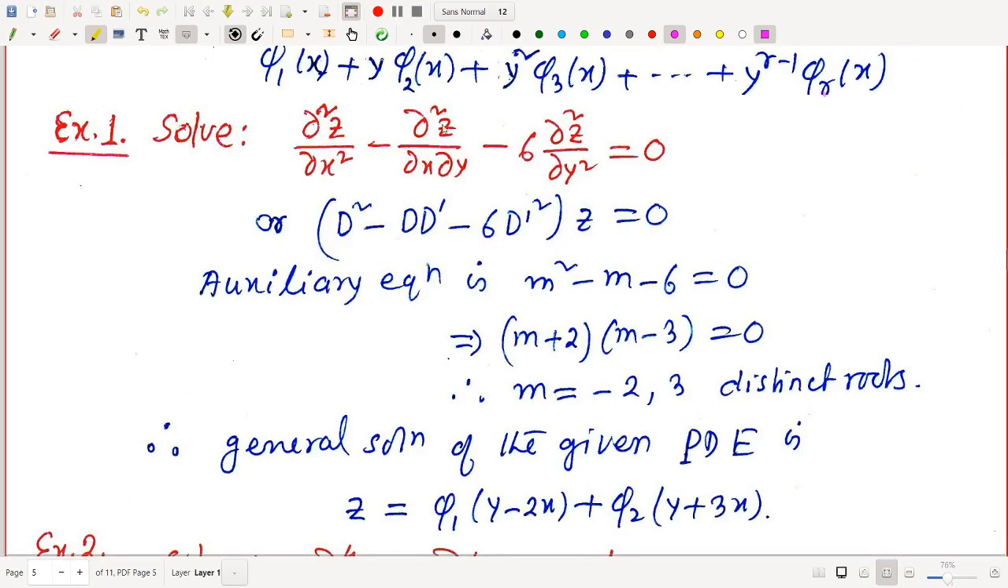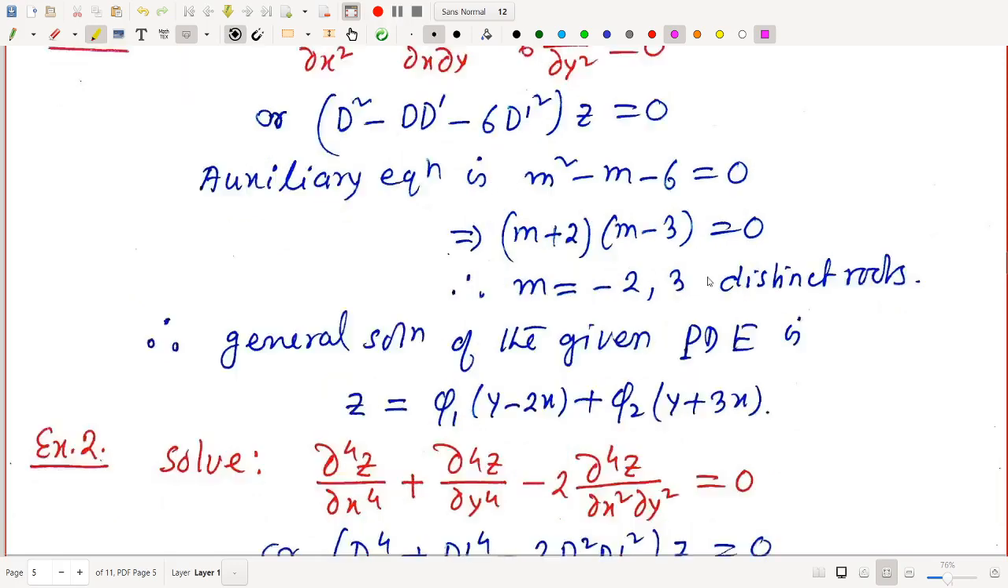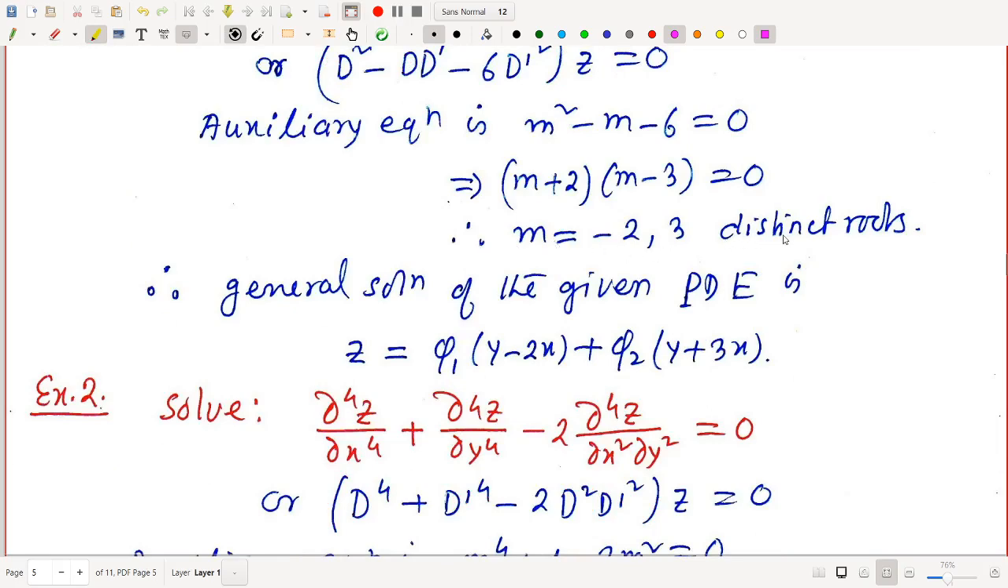∂²z/∂x² − ∂²z/∂x∂y − 6∂²z/∂y² = 0, or in symbols you can write (D² − DD' − 6D'²) operating on z equals 0. The auxiliary equation: replace D by m and D' by 1, so it will be m² − m − 6 = 0. It factorizes as (m + 2)(m − 3) = 0. Therefore m is −2 and 3, distinct roots.